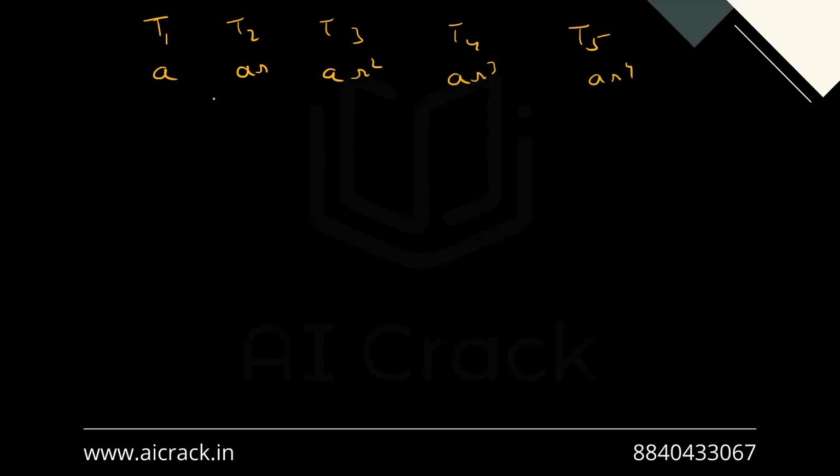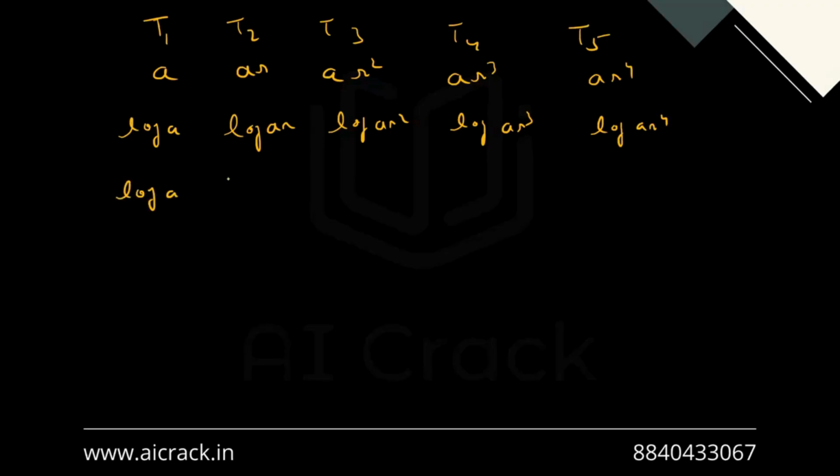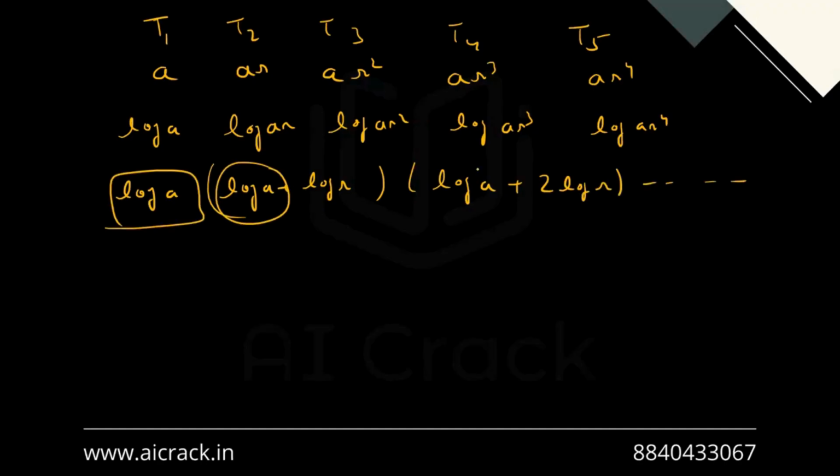Now let's take log on each number. Okay. So we'll be getting log a over here. This is log ar. This is log ar^2. This is log ar^3, and this is log ar^4. Okay. Now using the property of log, we can write this one as the same, log a. This one becomes log a plus log r. Okay. Now this one becomes log a plus 2 log r, right? And so on. I can see that log a is common in every term, right?